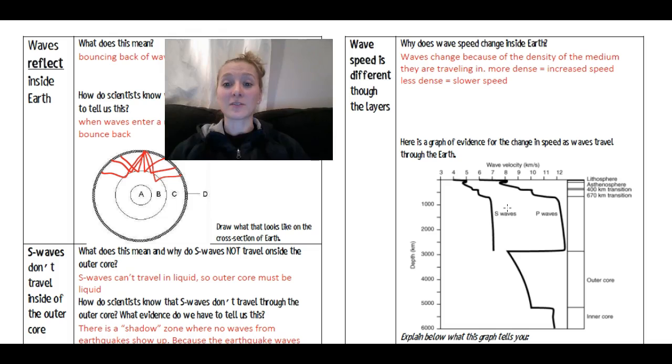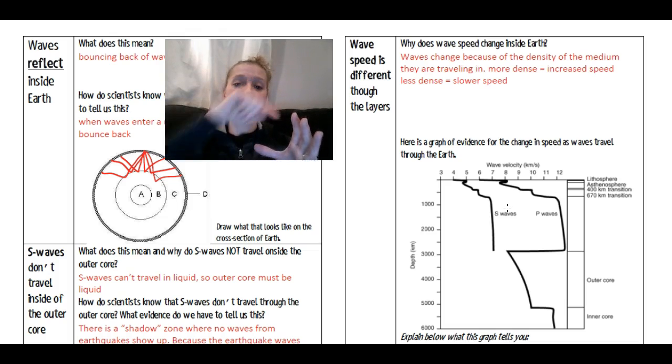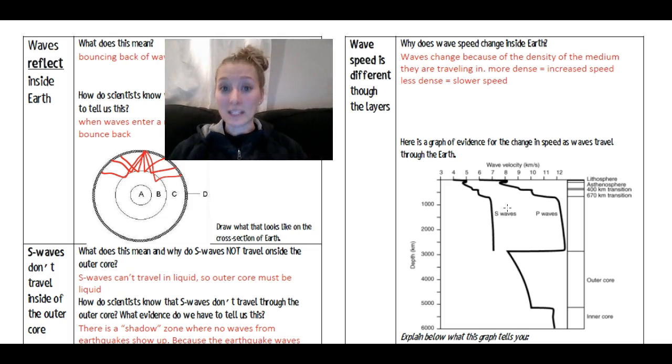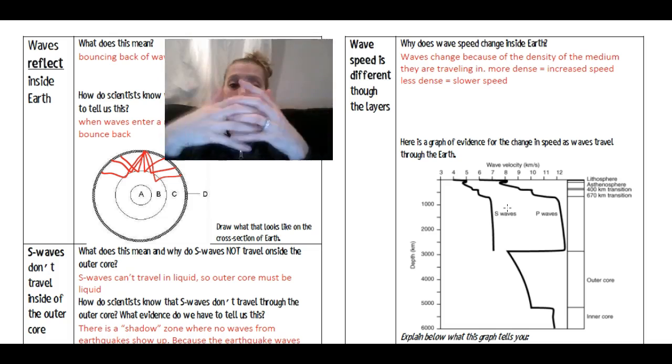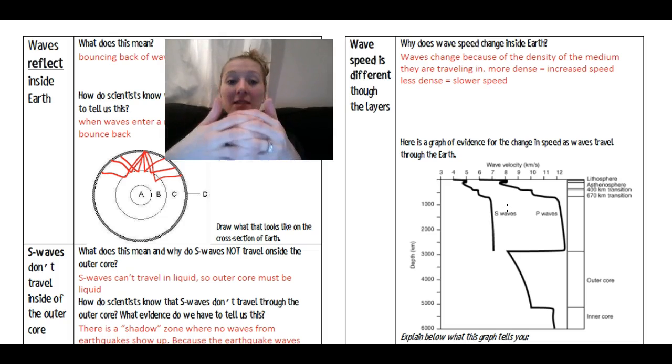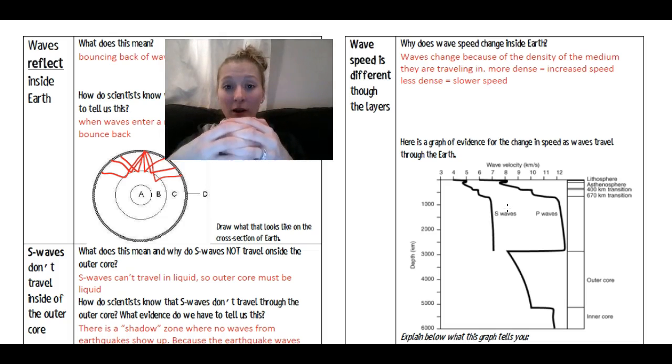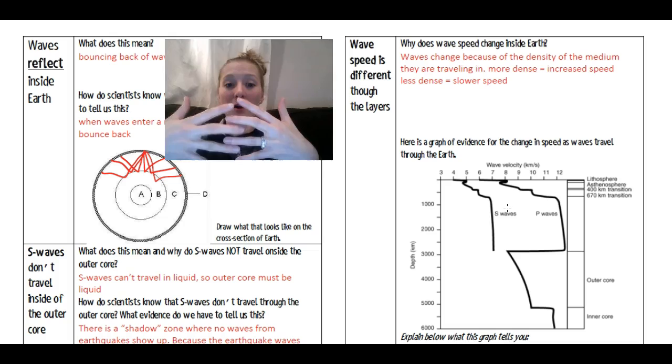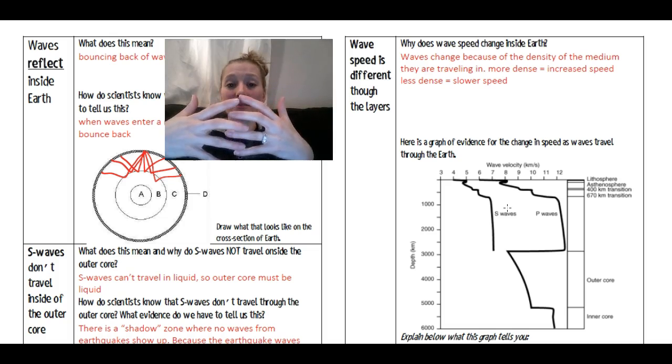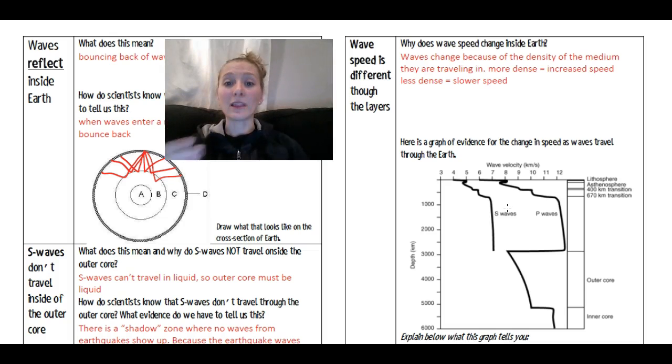So we have lots of evidence for this based on how we get data at different points around the Earth. So why does it do it? It has to do with density. So things that are more dense, less dense, more dense, less dense. When they are more dense, the waves can send their energy through the particles a lot quicker than when the particles and the atoms of that medium, or the layer's rock material, are farther apart. It can't travel as fast when it's farther apart. So the waves go a lot faster.